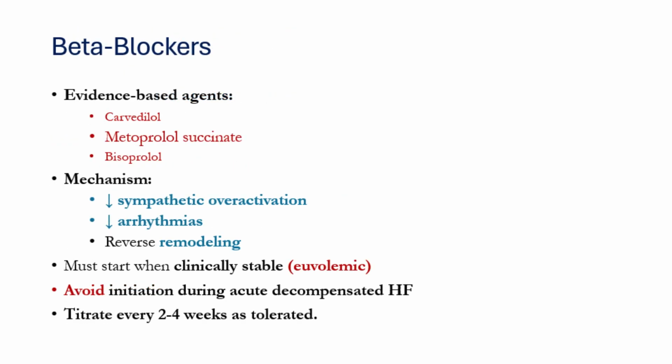Evidence-based beta blockers in heart failure include carvedilol, metoprolol succinate, and bisoprolol. These agents reduce chronic sympathetic overactivation, lower arrhythmia risk, and promote reverse remodeling. Importantly, beta blockers should be initiated only when patients are clinically stable and euvolemic, because starting therapy during acute decompensation may worsen hemodynamics.